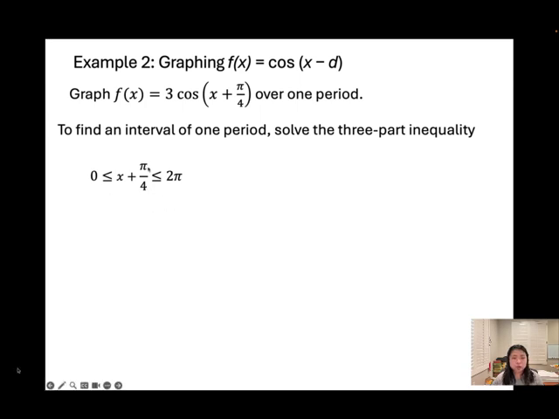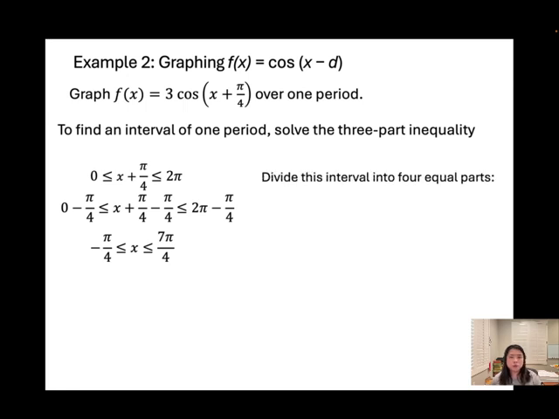Okay, we're going to subtract pi over 4. So this becomes negative pi over 4. These two cancel out. Get the same denominator, which will be 8 pi minus pi, which is 7 pi over 4. And then we're going to divide this interval into 4 equal parts. So we do have the first point and the last point here. Write it down.